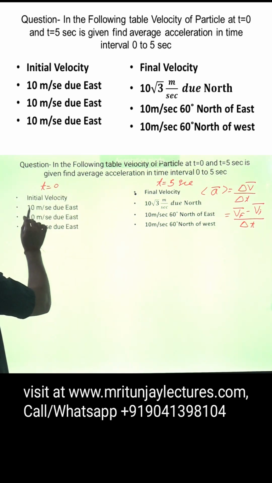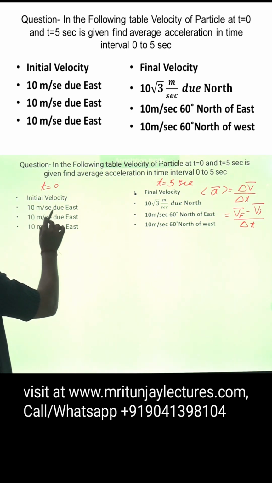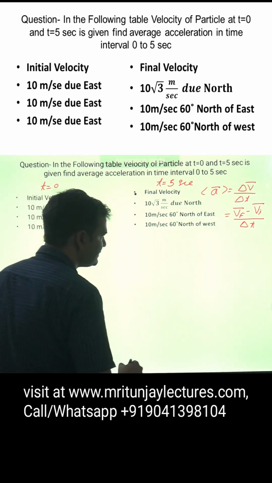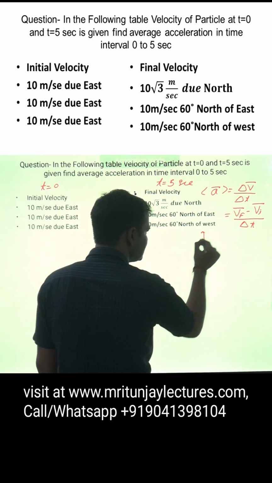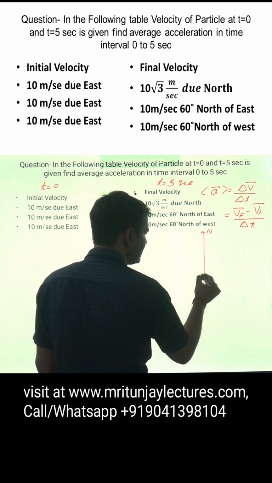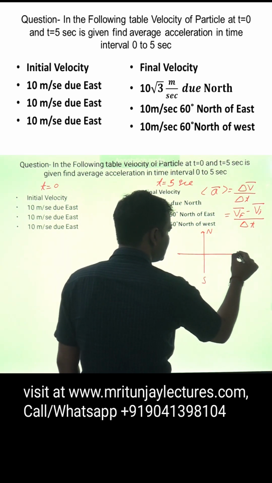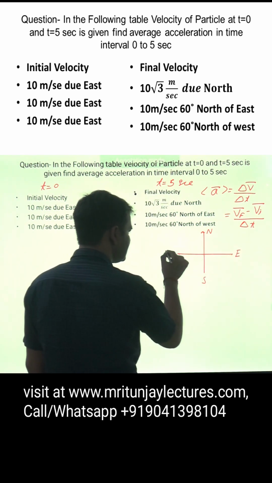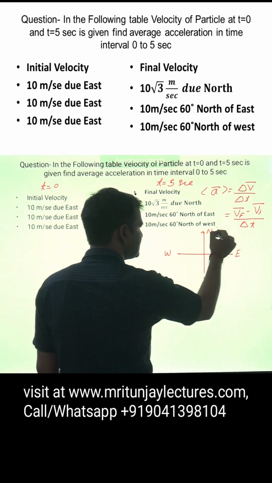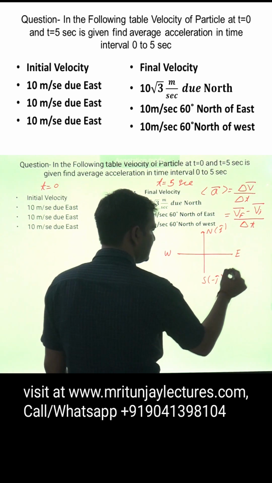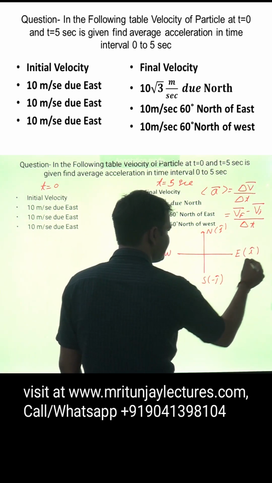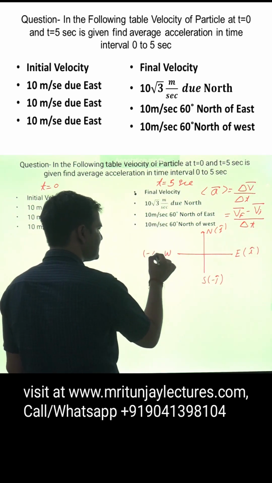According to the question, the initial velocity is 10 meter per second due east. I know that here is north, here south, here east, and here west. That one is the plus j axis, here the minus j axis, here plus i cap, and here minus i cap. Clear or not?